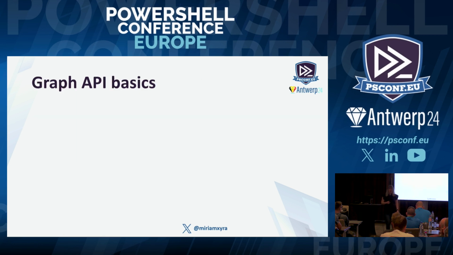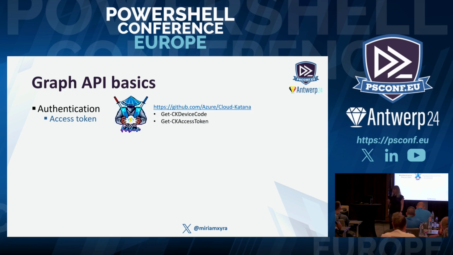Let's start with the basics. To perform queries via MS Graph, you need several things. First of all, you need to authenticate. To do so, you will need the access token. We're not deep diving into this part today. For my demo, I will be using Cloud Katana, written by the amazing Roberto Rodriguez, and I'm relying on getCK device code and getCK access token to simplify my demo.